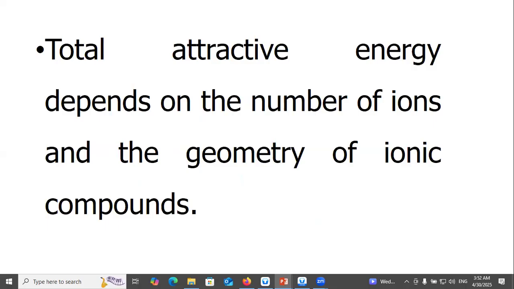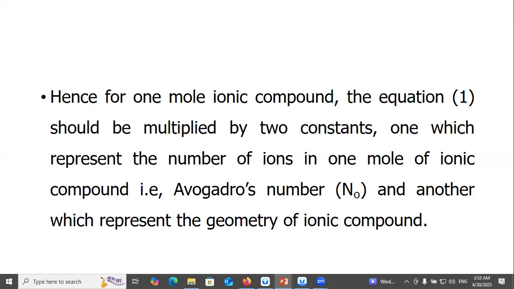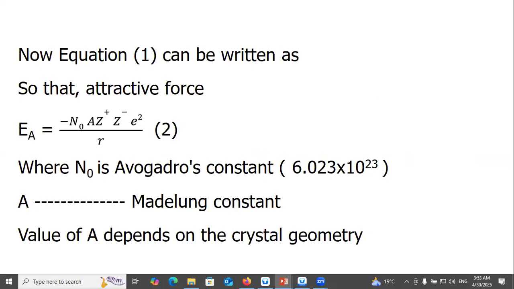Total attractive energy depends on the number of ions and the geometry of ionic compounds. Hence, for 1 mole of ionic compounds, equation first should be multiplied by two constants, one which represents the number of ions in 1 mole of ionic compound, that is Avogadro's number, and another which represents the geometry of the ionic compound. Now equation 1 can be written as attractive energy EA equal to minus N naught A Z plus Z minus E squared over R, equation 2, where N naught is Avogadro's constant, 6.023 times 10 to the power 23, and A is the Madelung constant.